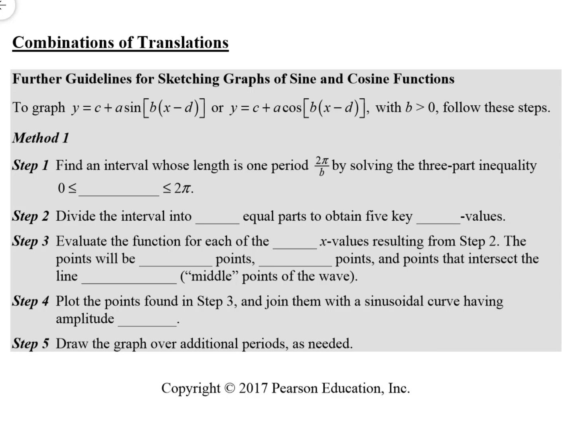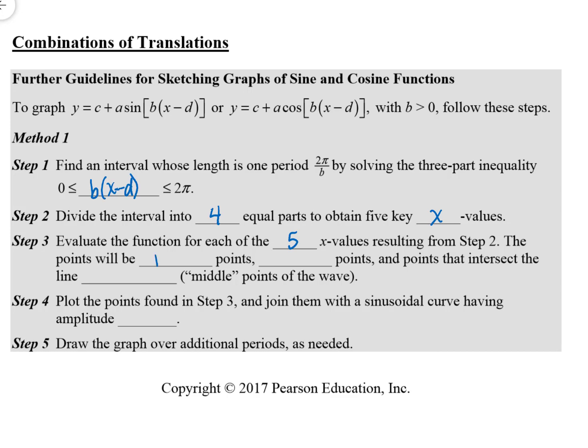If we go to method 1, we found an interval whose length is 1 period, 2 pi over b, by solving the 3-part inequality. And this is where we wrote the argument b times the quantity x minus d in an inequality between 0 and 2 pi, and then we would solve for x. In step 2, we divided the interval into 4 equal parts to obtain 5 key x values. And then we would evaluate the function at the 5 x values resulting from step 2.